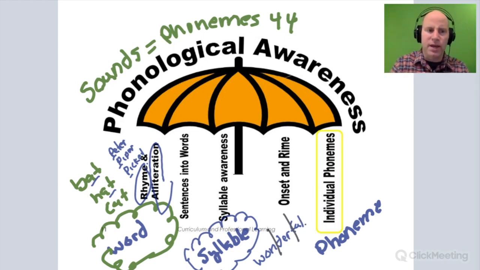It's a little bit harder than identifying if a word sounds similar to another word, because it's going a little bit deeper in identifying the distinct syllables within a word.